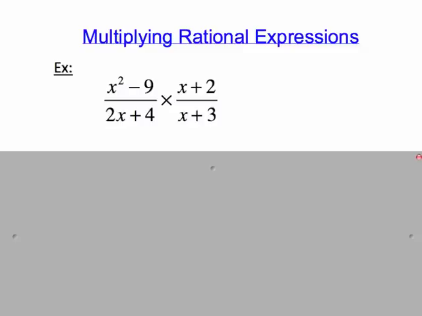In this video, we're going to look at how to multiply rational expressions. So a typical question would be something like this: multiply (x squared minus 9) over (2x plus 4) by (x plus 2) over (x plus 3). And there's a sequence of steps that you should follow when multiplying rational expressions.